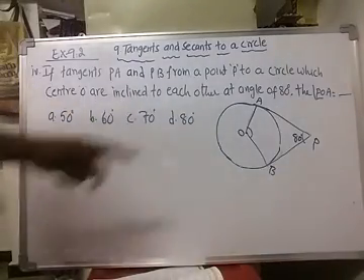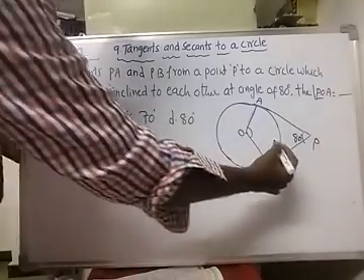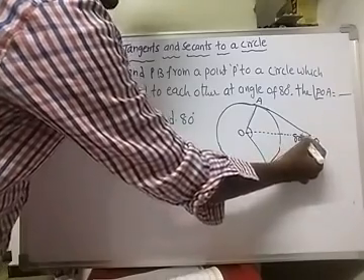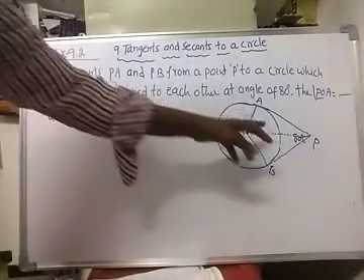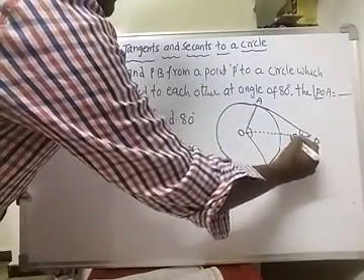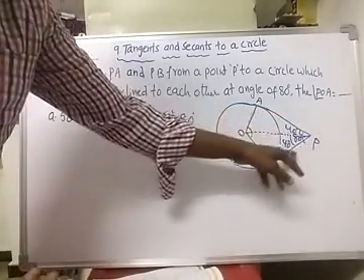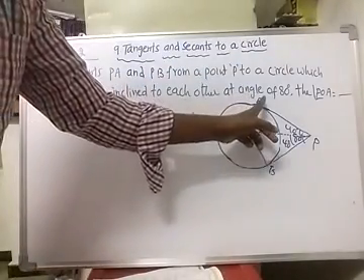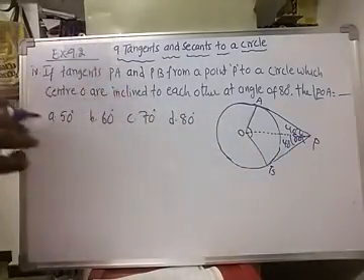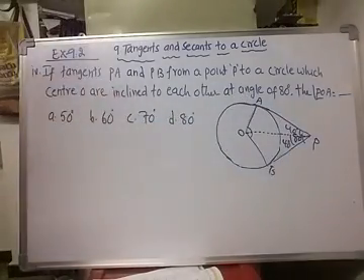Then we have to find angle POA. Here we join OP. OP will divide angle APB into two equal parts, 40 degrees and 40 degrees, totaling angle APB of 80 degrees. So angle APO is equal to 40 degrees and angle BPO is equal to 40 degrees. Then we have to find angle AOP. How do we find that?